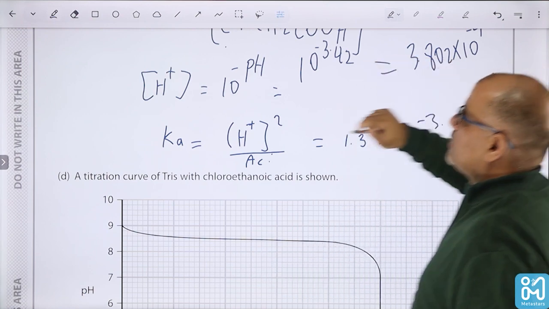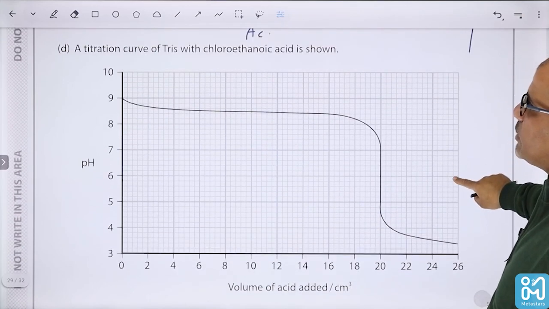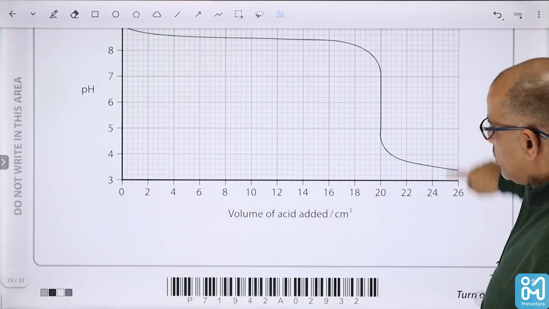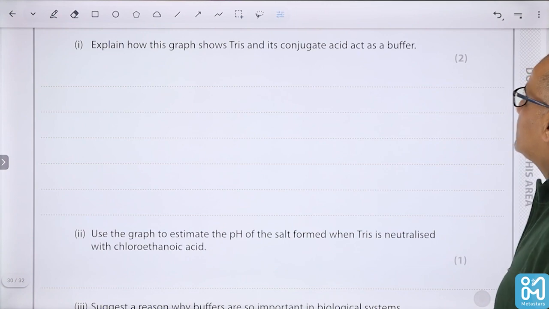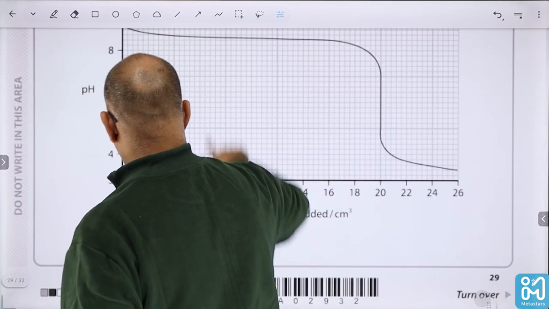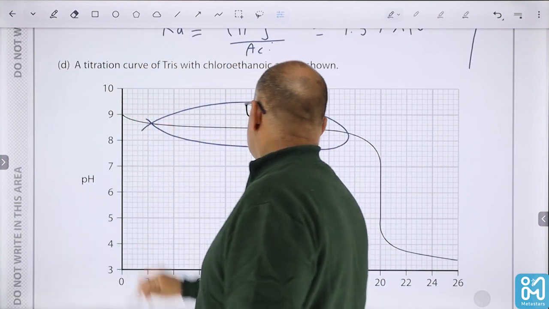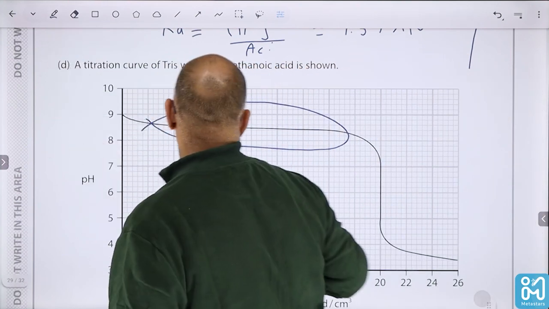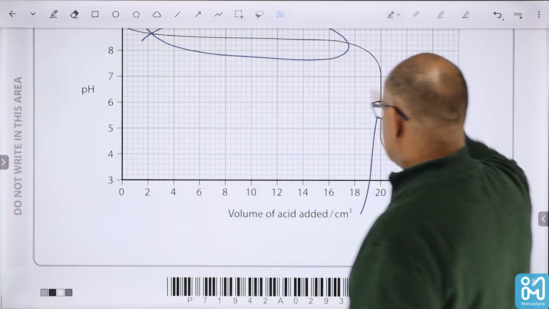For the coming questions, just give me a moment. A titration curve of the chloroethanoic acid is shown, as you can see, and then he asks to explain how the graph shows it is a buffer. If we return back to the curve, you will find in this area there is not a lot of change in the pH value. This means that it's a buffer solution.